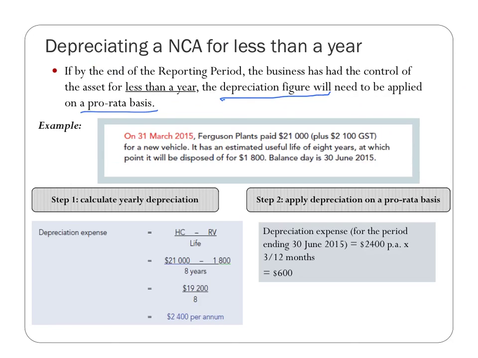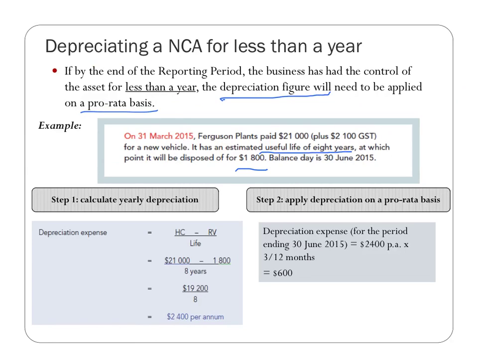So for example, on the 31st March 2015, Ferguson Plants paid $21,000 plus $2,100 GST for a new vehicle. It has an estimated useful life of 8 years, at which point it will be disposed of for $1,800. So that's going to be our residual value. Balance day is 30th June 2015.